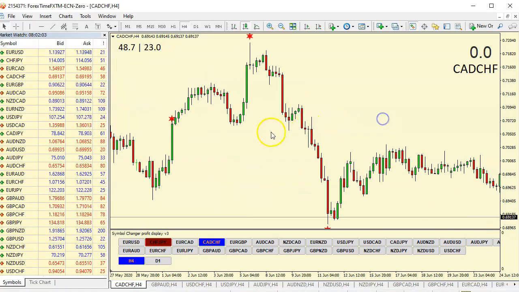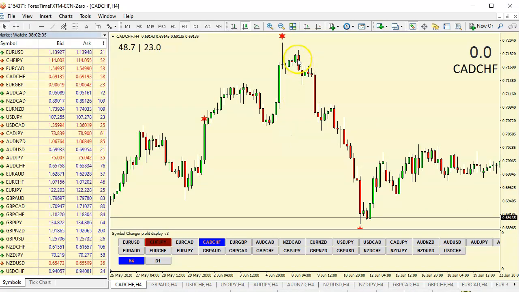Let's look for another example for a sell. Look at this, it is a good example. Price going up, right? This is the first confirmation for a reversal. You have a pin bar, and then you now have a bullish candle and an engulfing bearish candle that completely engulfs the previous bullish candle.